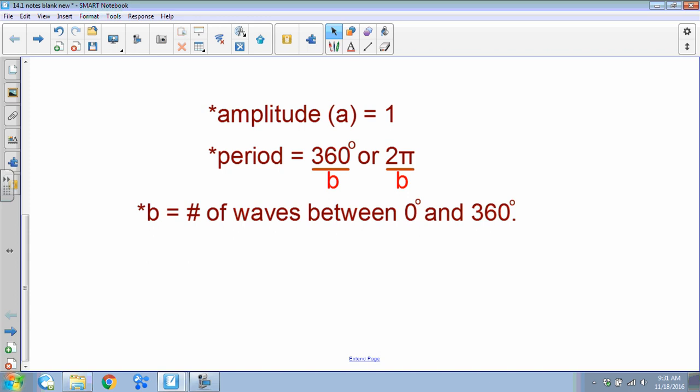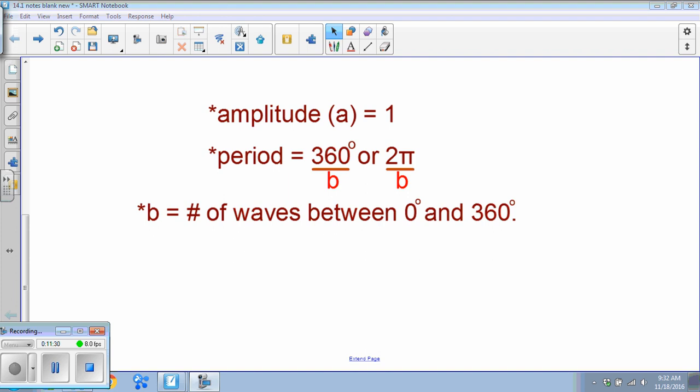Period. Remember, I told you the period is 1 cycle, right? The period is 1 cycle. So if it's not transformed at all, then 1 cycle stops at 360 or 2 pi, depending on whether you're in radians or degrees. Okay? But if it is stretched or compressed horizontally, that period is going to change. Okay?